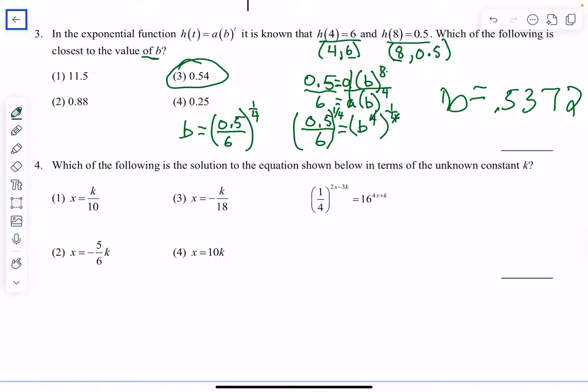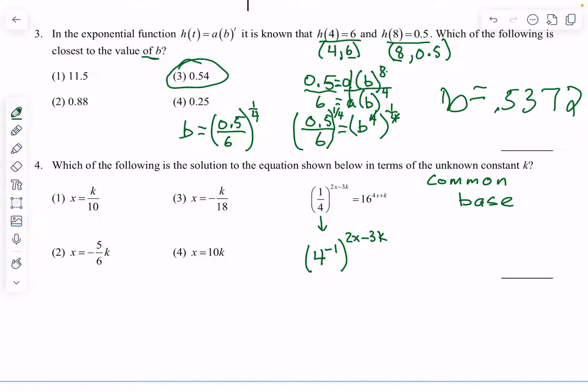Here we go. The easiest way to solve these is common bases, the method of common base. All right, so we have a 4. If we rewrite 1/4 as base 4, it's raised to the negative 1 power. These two are equal to each other. And then we're going to raise that to the 2x minus 3k. And then we could rewrite 16 as 4 raised to the 2nd power.